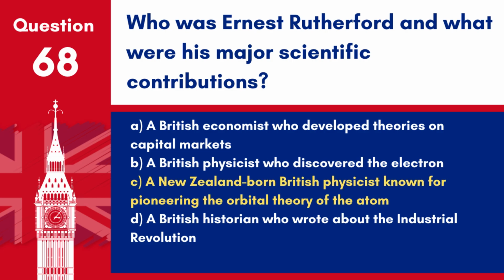Answer: C. A New Zealand-born British physicist known for pioneering the orbital theory of the atom. Ernest Rutherford is credited with the discovery of the atomic nucleus and the development of the orbital theory of the atom, laying the groundwork for modern nuclear physics.